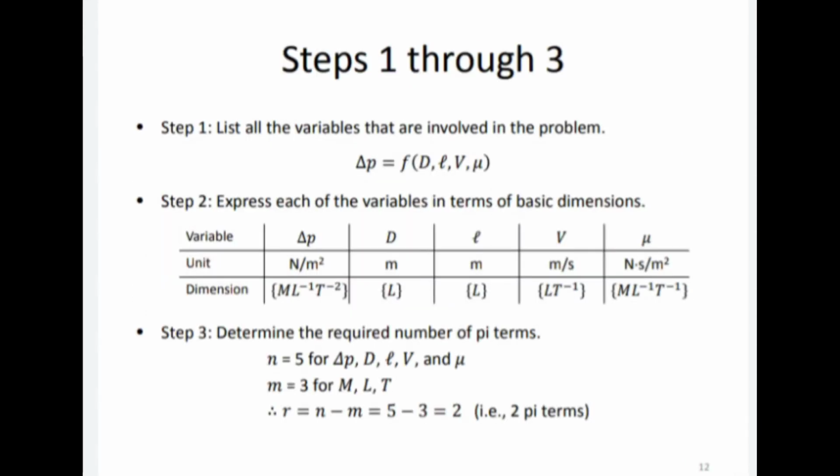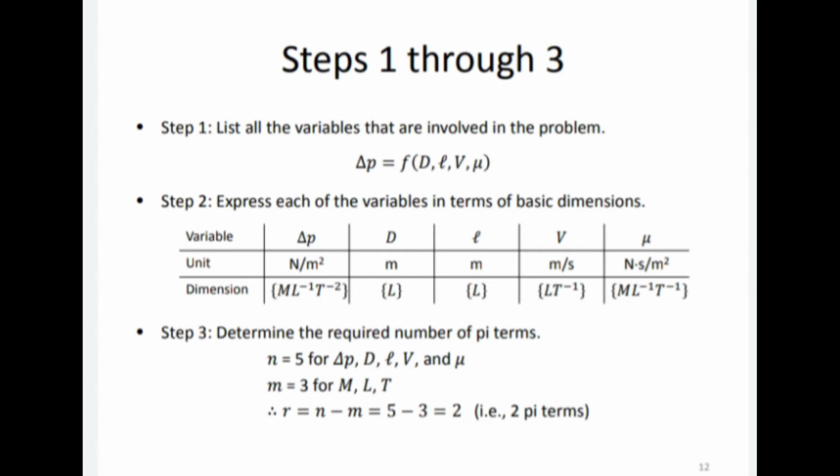So the first step we have to do is list all the variables that are involved in the problem. Delta P is equal to F of d, L, V, mu. So step 2, we have to express each of the variables in terms of basic dimensions. So we have to list down all the variables and their units. So from the units we can get the dimensions.